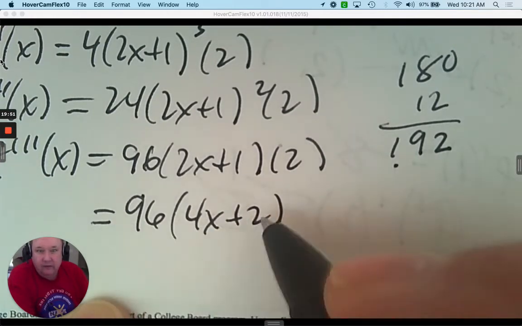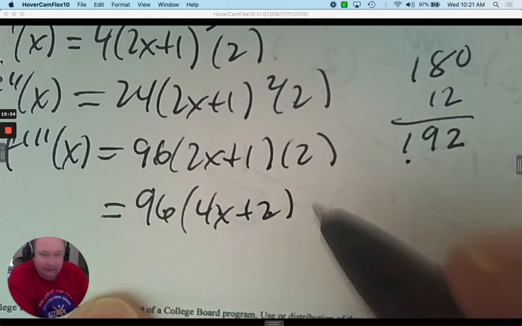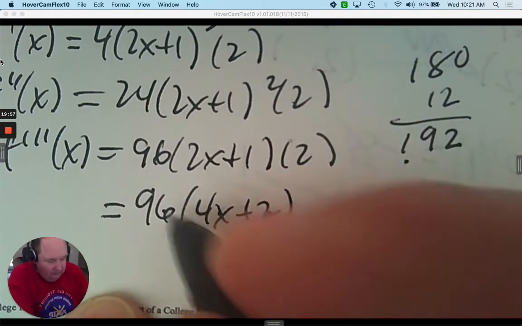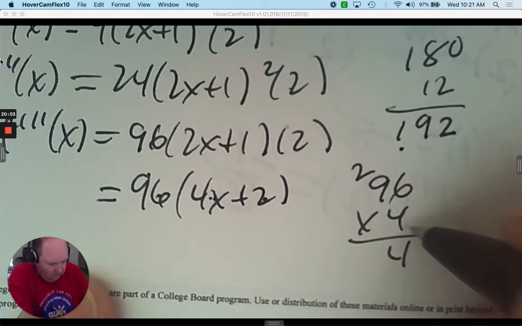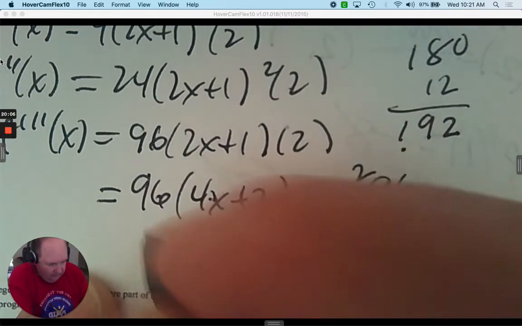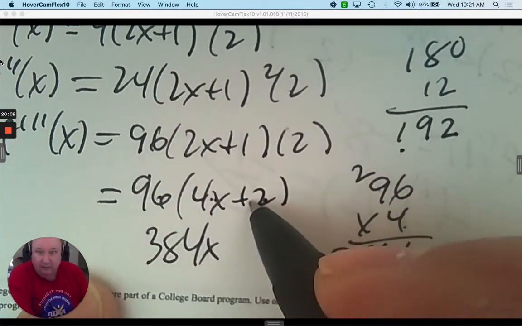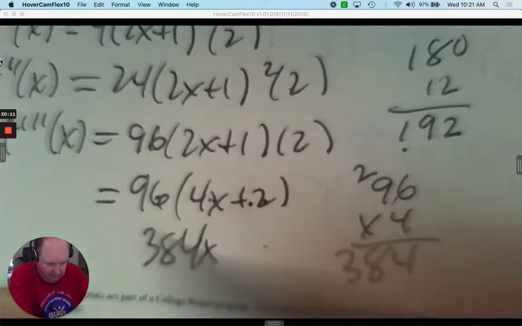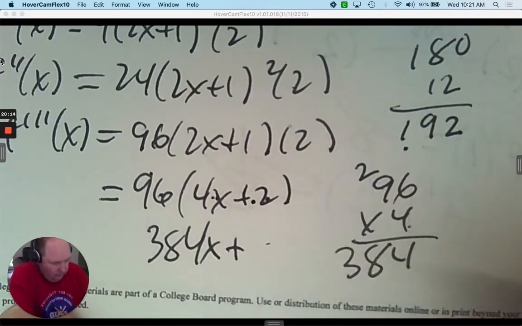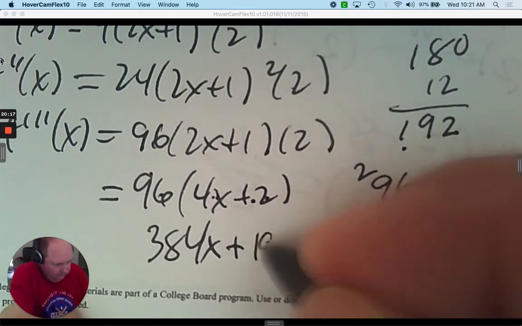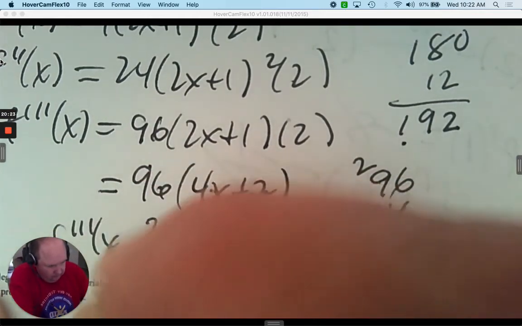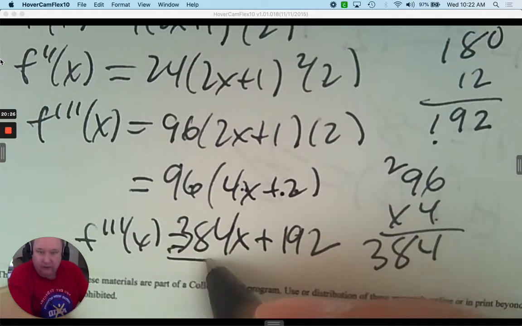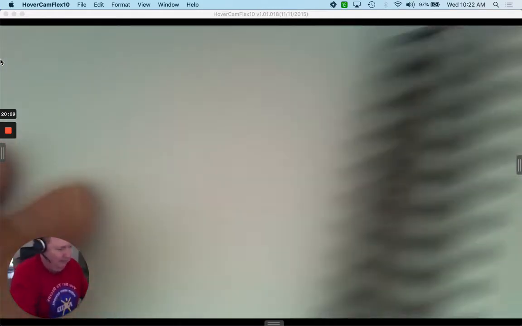So 96 times 2, 96 times this. I'm going to tell you this right here, 96 times 4, I hope this works, is 24. I get 384. That's 384x. I don't care about the constant because the derivative of any constant is 0. So the derivative of this would just be 384. That's the answer I get. Let's see if I turn the page, I get 384. Oh, I feel better about it. All right, it got me nervous.